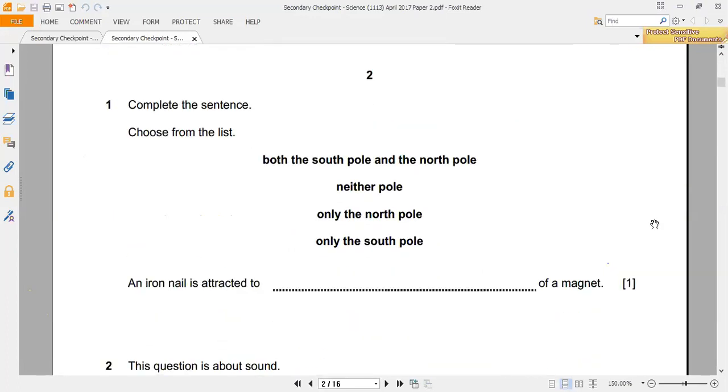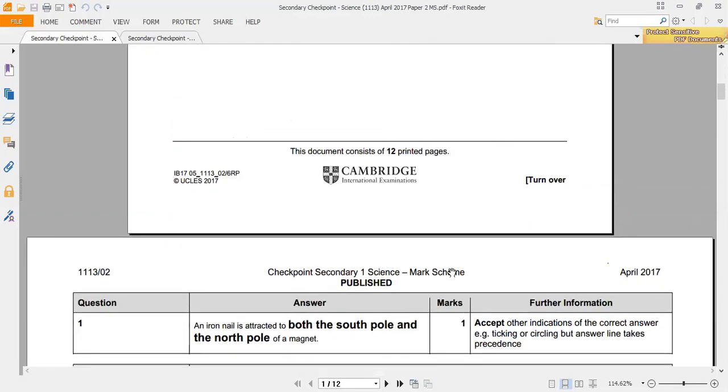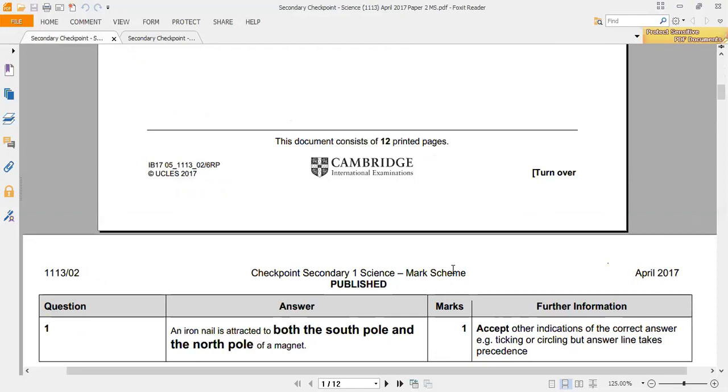So let's go to question number 1. Complete the sentence. Choose from the list. You have 4 words and you have to choose one of them. An iron nail is attracted to what of a magnet? Both, neither, only the North, or only the South Pole? Actually, an iron nail is attracted to... Of course, it's both poles. I'm sorry. Okay, because it's not a magnet, it's just an iron. So any one of the poles can attract it, even the North or the South.